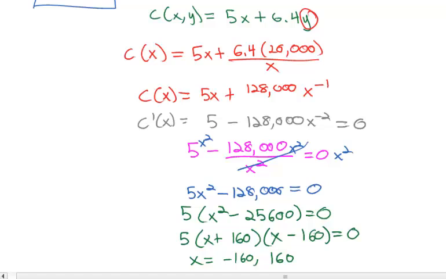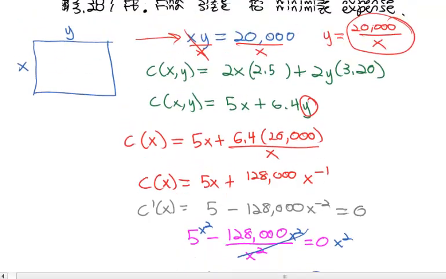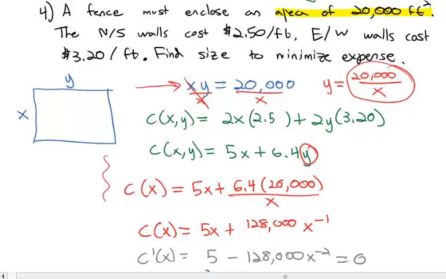However, remember, we're building a fence. We're not going to build a fence that has a side of negative 160. So x is 160. Coming over here to the side, x is 160. That's our first dimension.